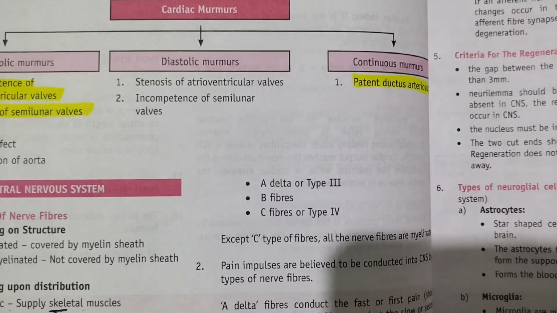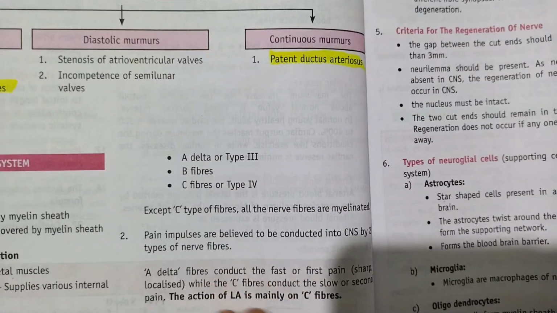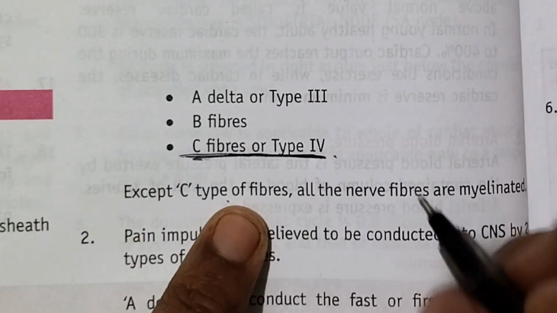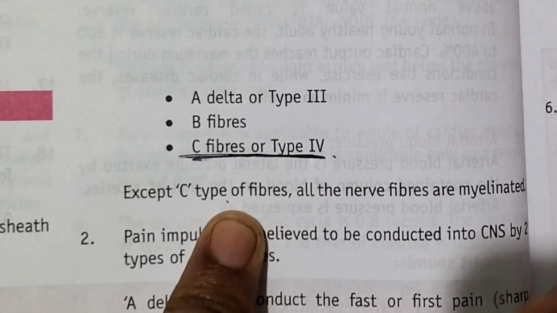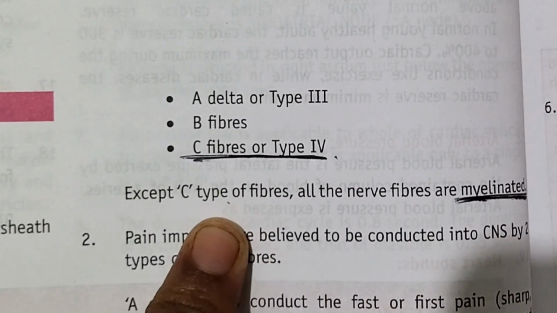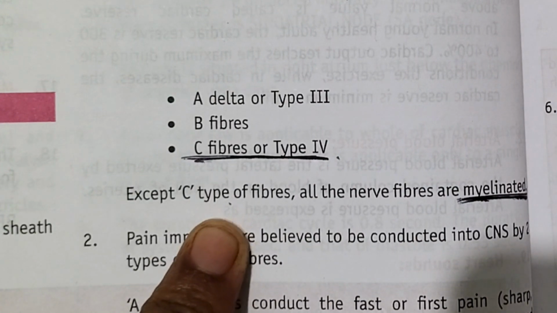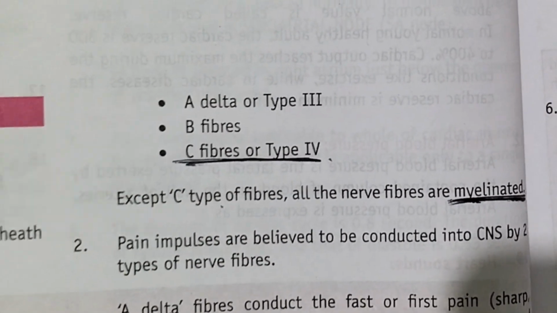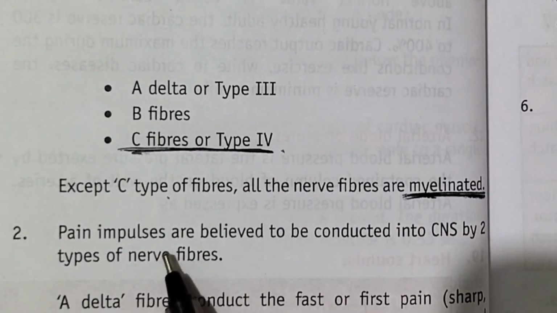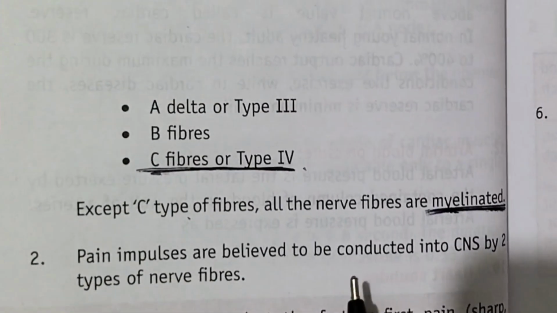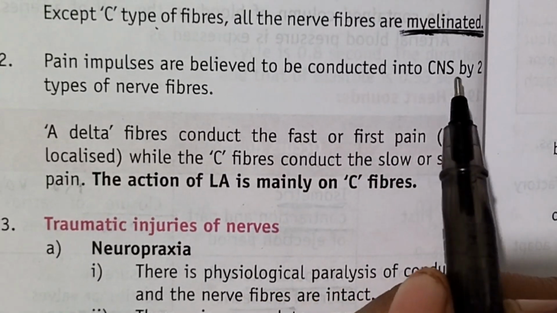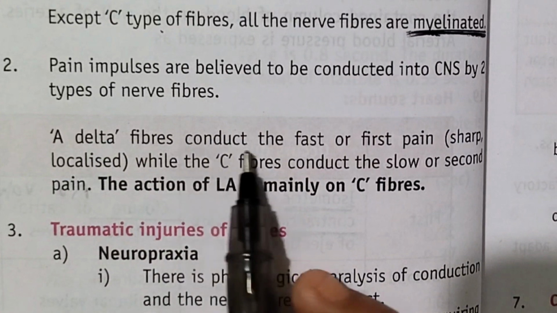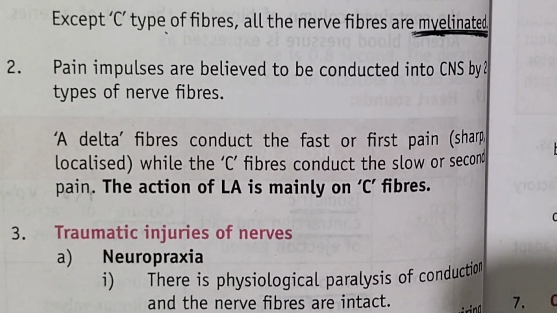Now the important point you have to remember is that except C type fiber, all the nerve fibers are myelinated. Except C fiber, all the nerve fibers are myelinated. A very big question has also come on this. The pain impulses are believed to be conducted into the CNS by two types of nerve fibers, and A delta fibers conduct fast or first pain.